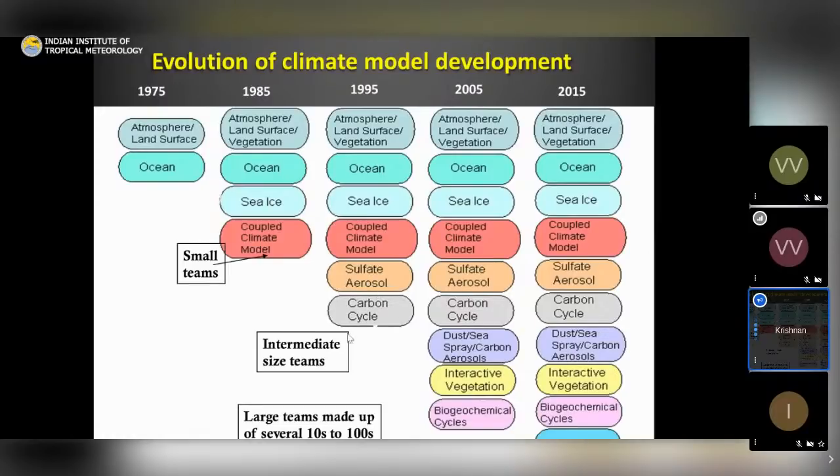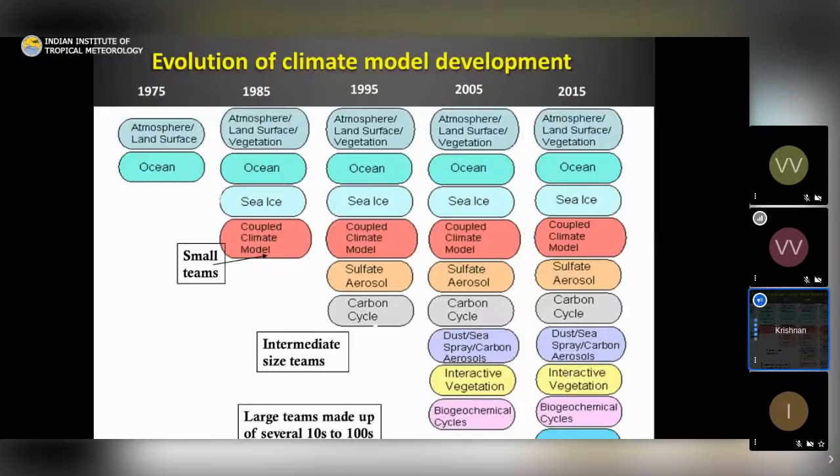Carbon cycle processes were being included, started in the 90s, and further refinements have happened in the 2000s, inclusion of the biogeochemical cycles, the interactive vegetation, and now in recent times there is an effort to include the ice sheet dynamics.